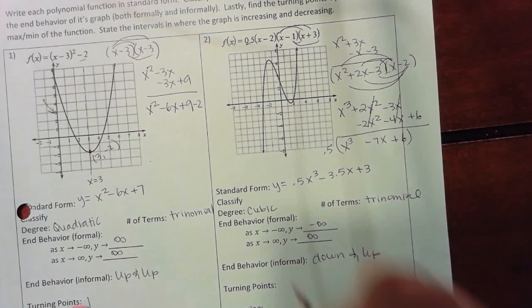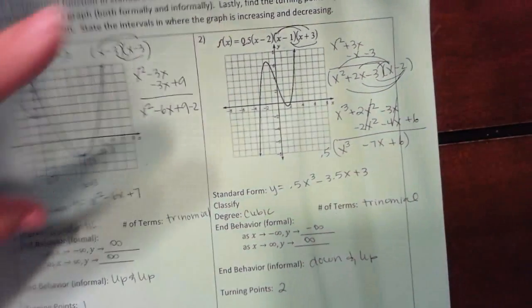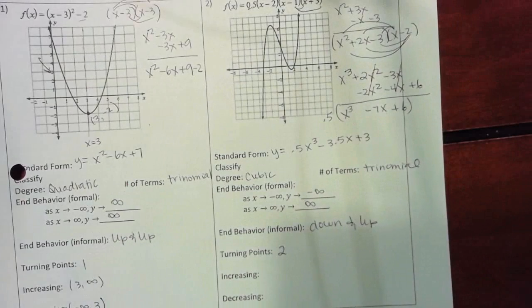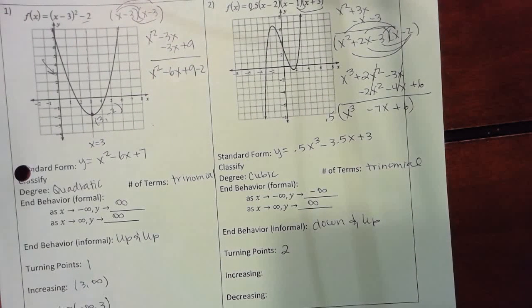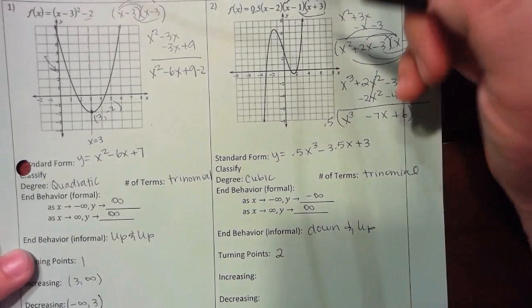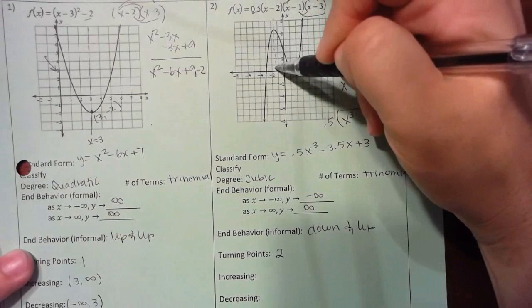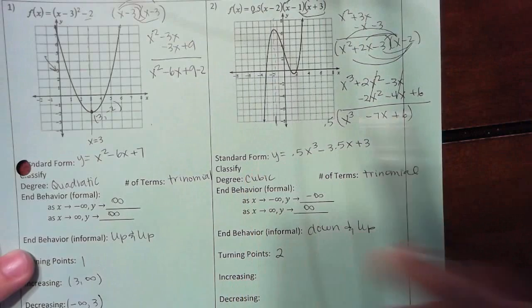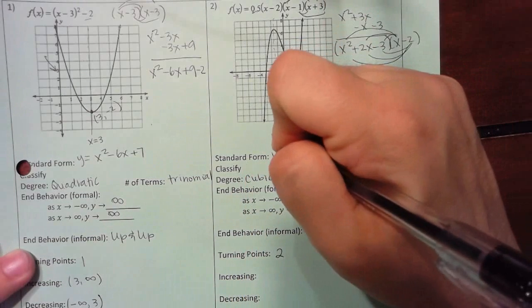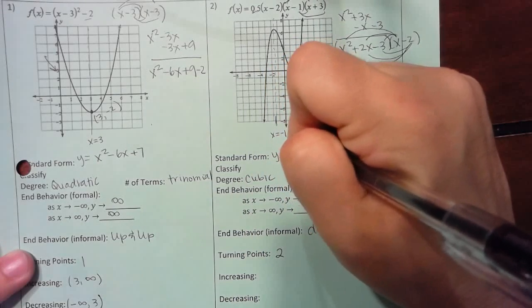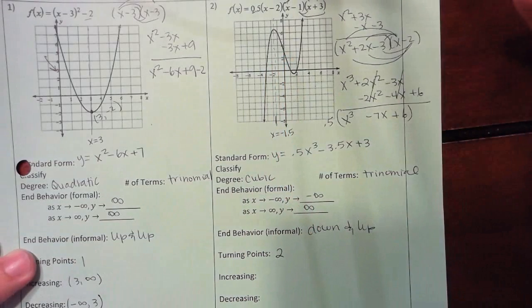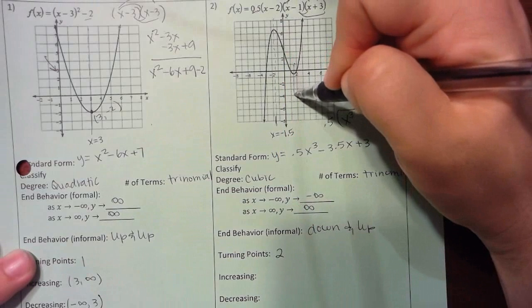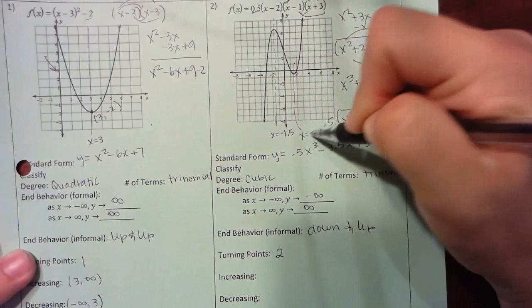How many turning points are there? There are 2. And in order to do the decreasing and the increasing, we need to figure out where those turning points are. We're just going to estimate, because on the test, these 2 points will be given to you. They'll be written in by hand. So this right here, x equals negative 1.5, is my first turning point-ish. And this turning point right here happens at x equals, let's say, positive 1.5.